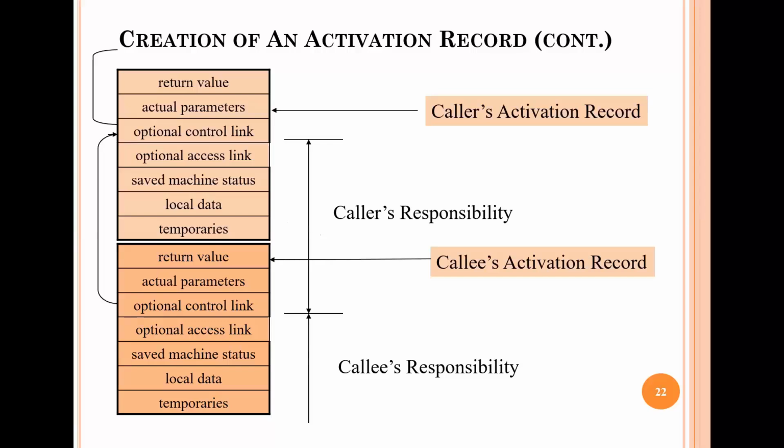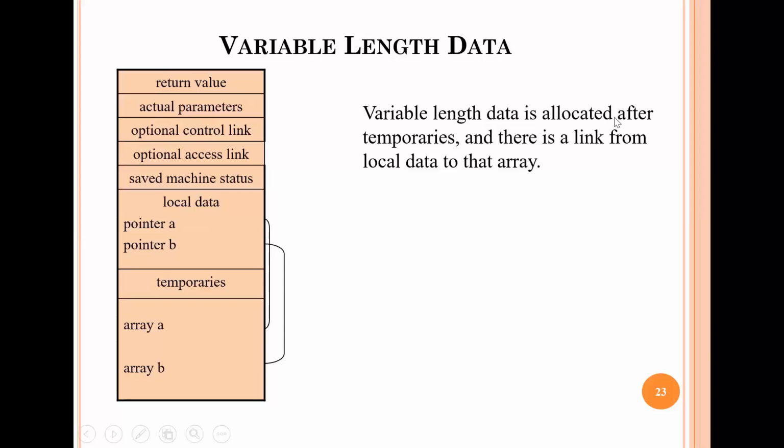Now this is how the caller's and callee's activation records are generated. There's a caller which has all these control stack parameters. Then we have a callee. The caller is the one who is giving a call. The callee is the one who is called by the caller. Variable length data is allocated after temporaries and their link, and there is a link from local data to the array. Say for example, we have some variable length data, where the size of the user input can vary.